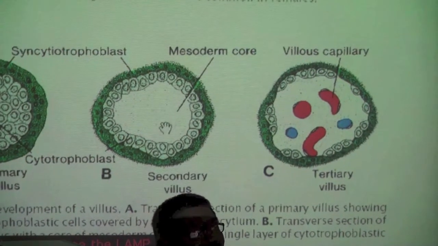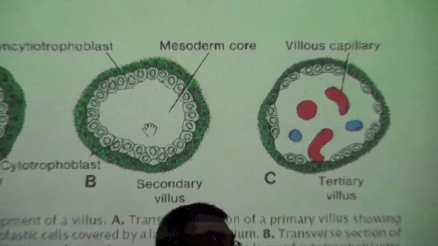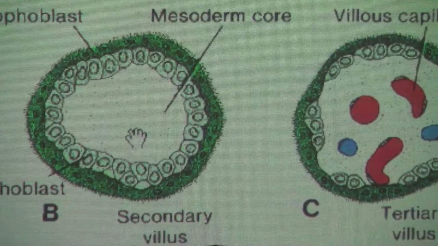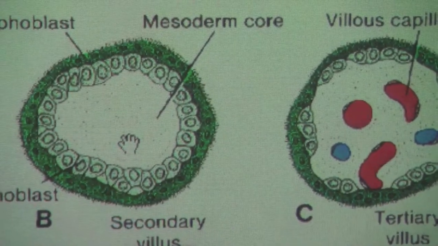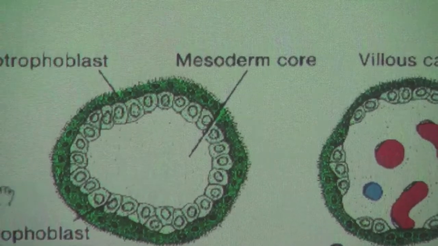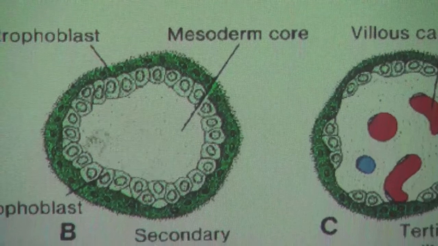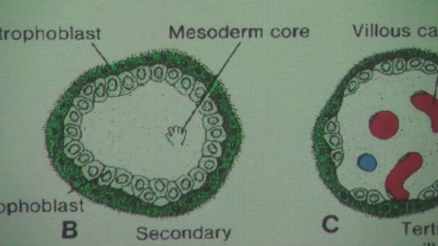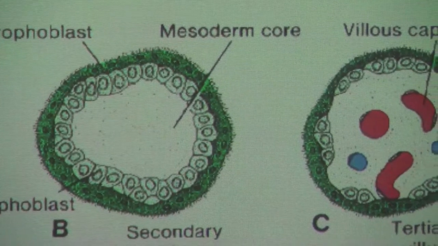So when it grows inside, in the third week, it's called the somatopleuric layer of the extraembryonic mesoderm, and it will grow inside the primary villi. And now it will make secondary villi. So you can see what is present in the primary villi: syncytial trophoblast outside, cytotrophoblast inside.